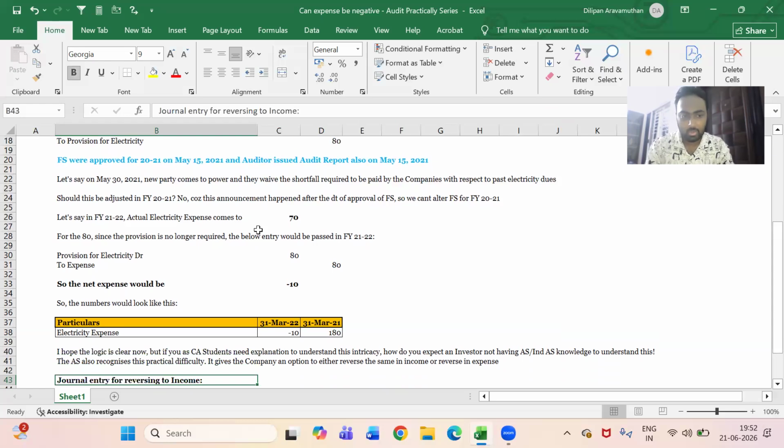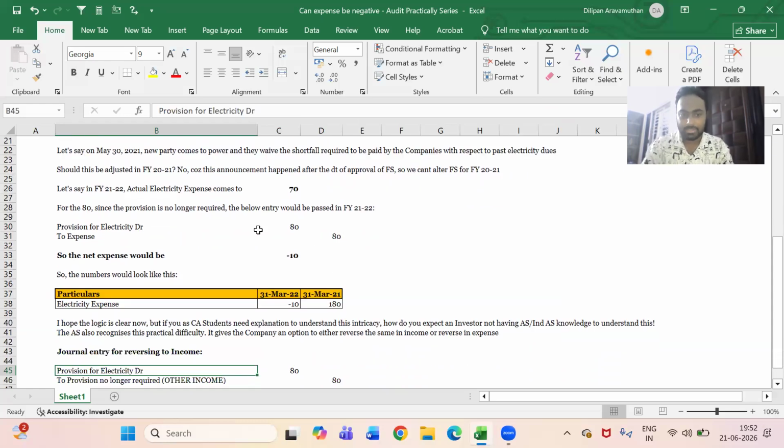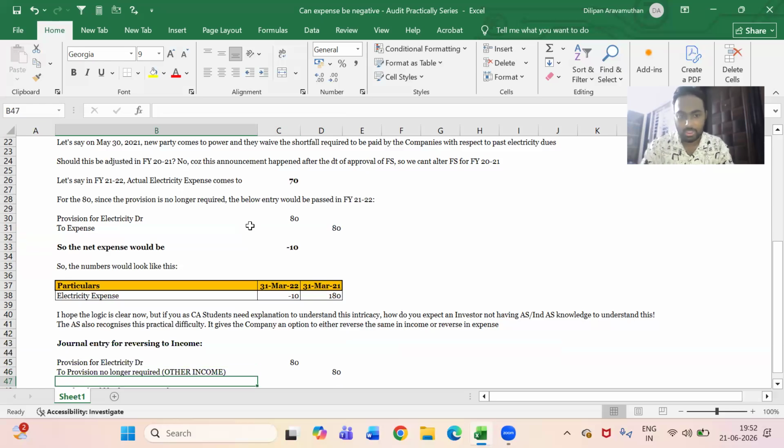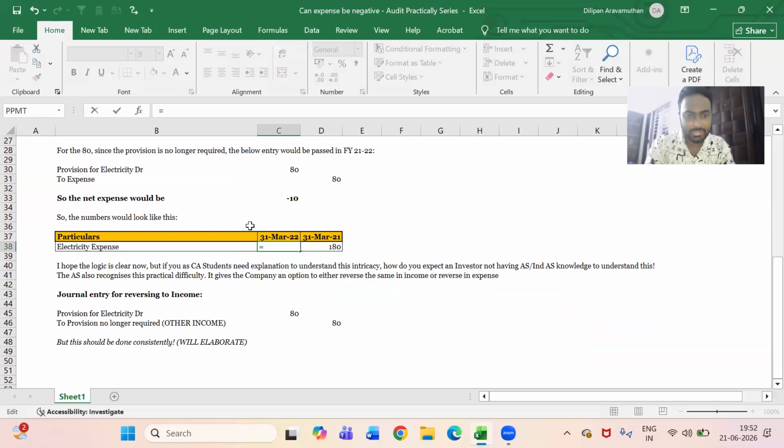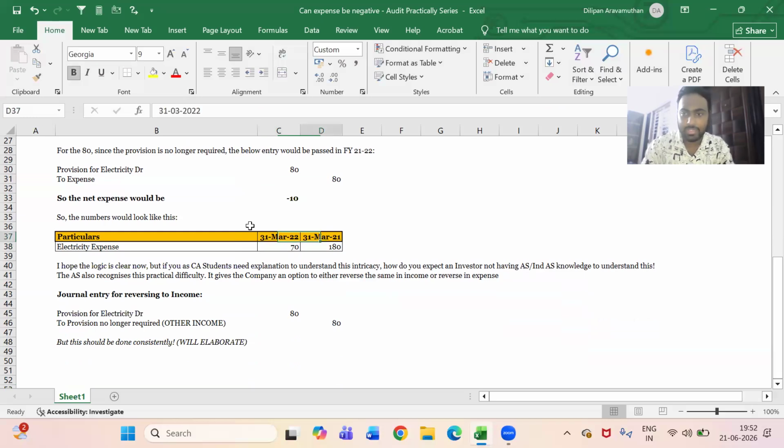Okay, so what it's saying is, you will obviously be debiting provision for electricity because it is no longer required and you have to knock it off and cancel it off, right? And for the credit, instead of crediting the expense, credit it to other income, to an account called provision no longer required. What would happen because of this? Your electricity expense would end up being 70 for 21-22, and for 2021 it would be 180. It would not be a negative number.